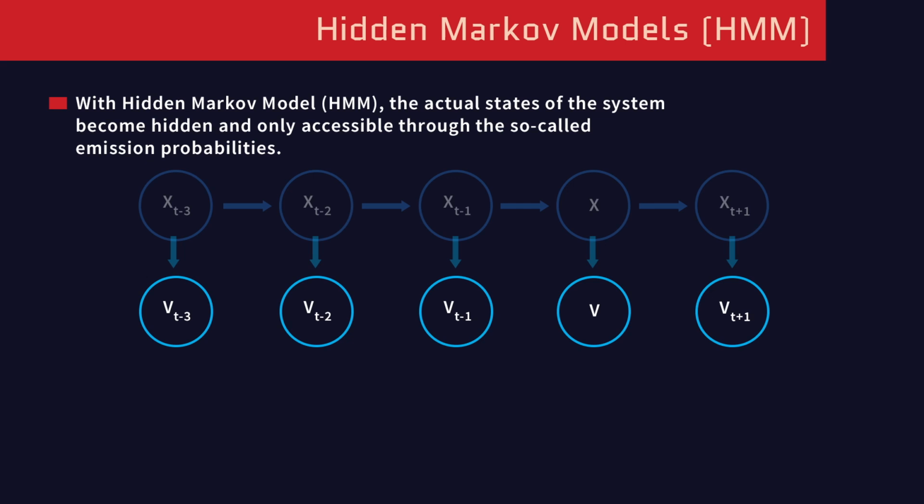In hidden Markov models, the actual state of the system becomes hidden and is only accessible through the so-called emission probabilities. At the top of this figure are events organized as a Markov chain and represented by the random variable x, whose states vary through time. And we have represented a number of time steps here. In a hidden Markov model, the state of the variable x will not be visible.